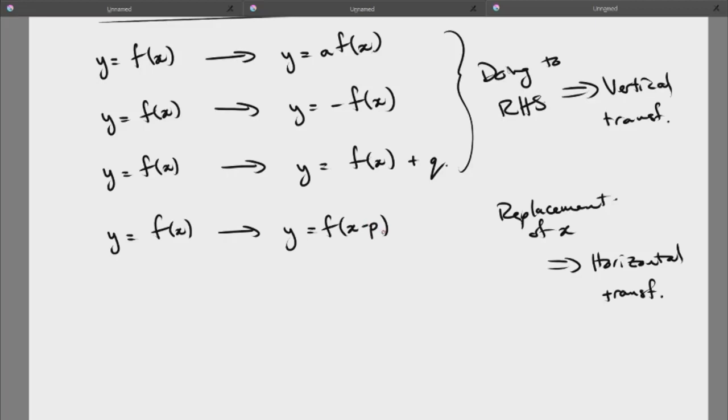It depends what it is in a specific example. It could be a 1, could be whatever. And then that replacement corresponds to a horizontal transformation. But there's another one. There's another one that's also a replacement.